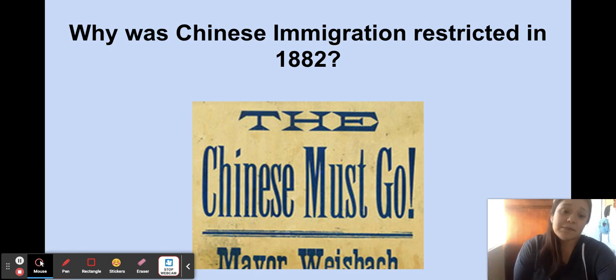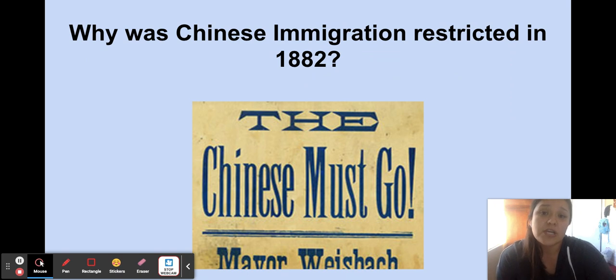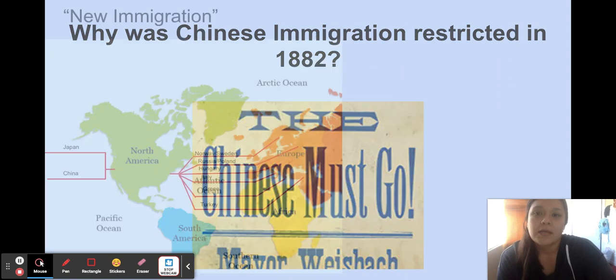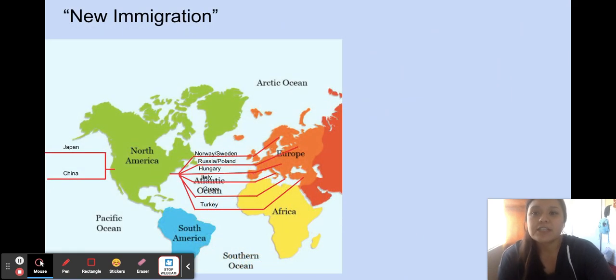So, first off, I'm going to go ahead and give you guys some background knowledge regarding Chinese immigration. So, some of this, actually, all of this we have covered previously. I just want to go ahead and activate that so you guys have this fresh in your mind, all right? So, first off, we're going to start with the idea of new immigration, and we're going to see the different populations coming into America, all right?